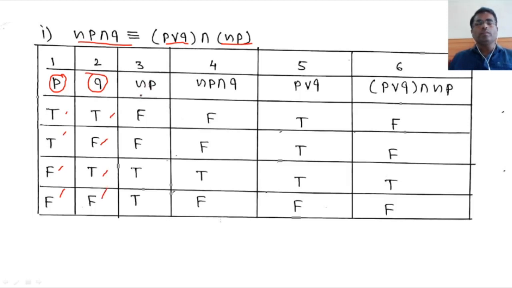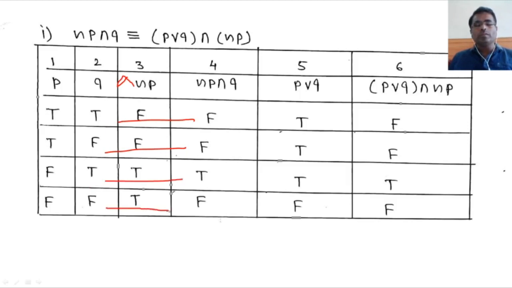Then we need negation P. So negation P is exactly opposite to this: true true, false false becomes false false, true true. Then we need to consider negation P and Q. So AND operation between these two. So true and false it is false, false and false it is false, true and true it is true, false and true it is false. Then we need to consider P or Q. We know that P or Q is false if both are false. If both are false, then it is false, otherwise it is true everywhere.